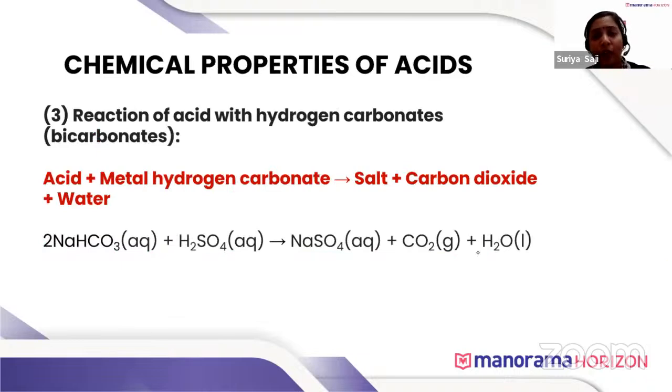Then the reaction of acid with hydrogen carbonate. We saw that this valence is CO3 2 minus. It is having two negative ions, right? If one of the negative ions is satisfied by hydrogen, then we will call it a hydrogen carbonate, metal hydrogen carbonate. So this metal hydrogen carbonate reacts with acid. Here we took sulfuric acid. The metal hydrogen carbonate reacts with the sulfuric acid forming sodium sulfate plus carbon dioxide plus water. Sodium sulfate is again a salt. Any doubts in this?